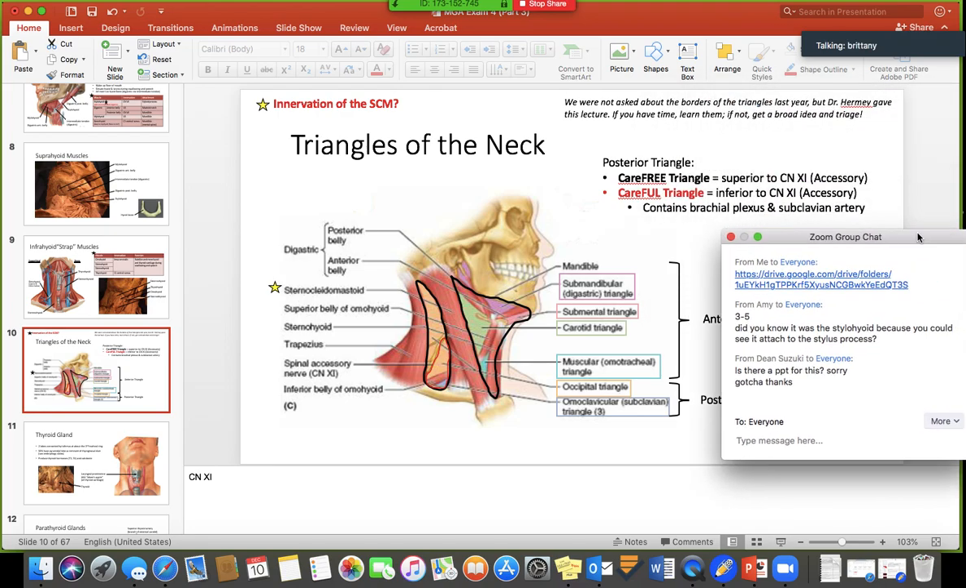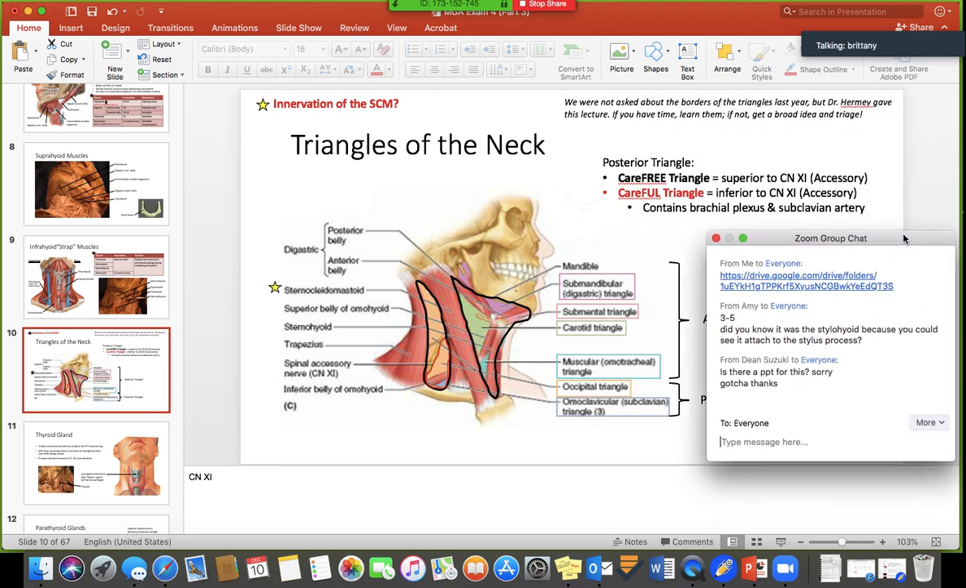Okay, I'm not going to make any promises, but this is how it was last year. Dr. Hermy came out and told us that she would not test specifically on the borders of these triangles. However, knowing the contents was more important. So I think Aaron, is his name right? Yeah, Aaron taught this lecture.